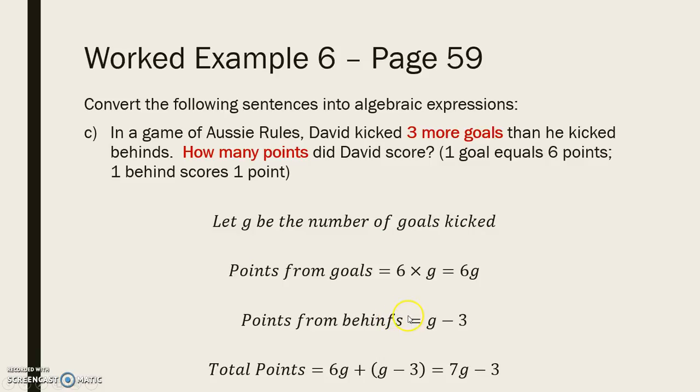Now, the number of behinds he kicked, the number of goals, take 3. So that means that's the number of points also, because every behind he kicked is worth 1 point. So the total points is the number of goals plus the number of behinds. 6G plus G minus 3. And we can group and simplify those like terms. So there's actually 7 G's here.